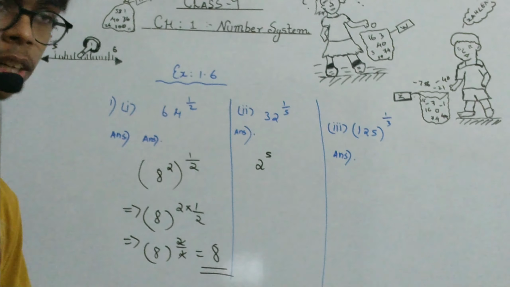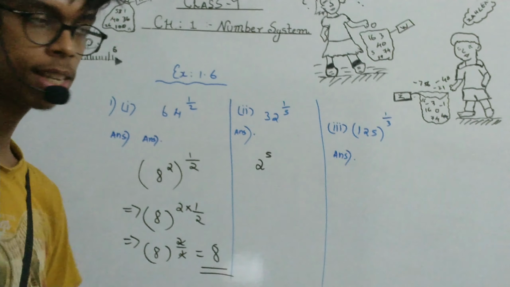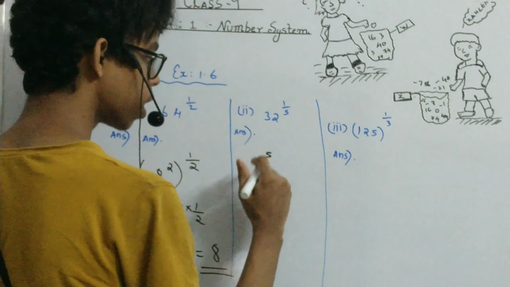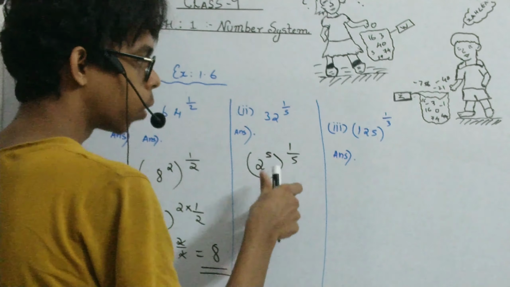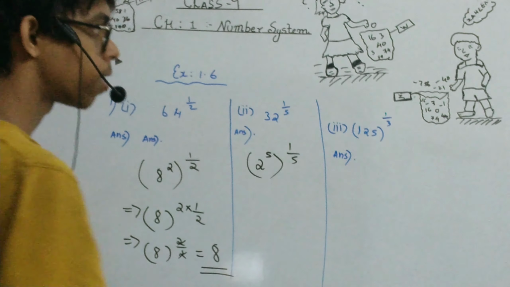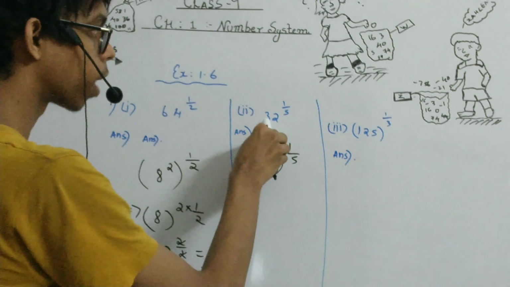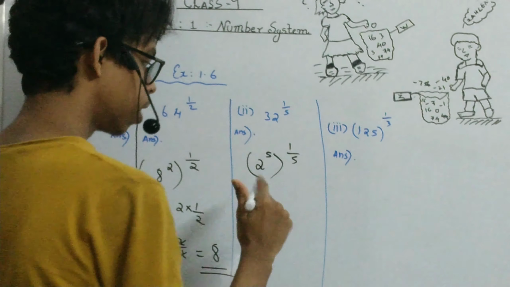If you don't know that 32 is 2 raised to 5, you can definitely do the factorization and see. So 2 raised to 5 we wrote, the whole raised to 1 by 5. Now see, here we can clearly see that this and this will definitely cancel off. That is the way in which we should write the base, so that this and this will cancel.